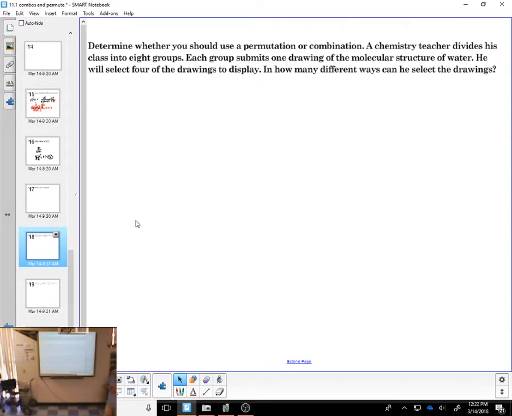Let's go back to figuring out whether we're working with combos or permutes. Example: a chemistry teacher divides his classroom into 8 groups. Each group submits one drawing of the molecular structure of water. He will select 4 of the drawings to display. Is this a combination or a permutation?